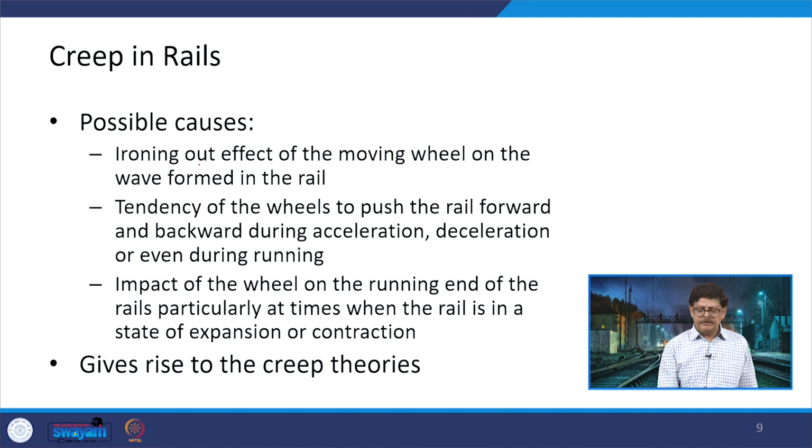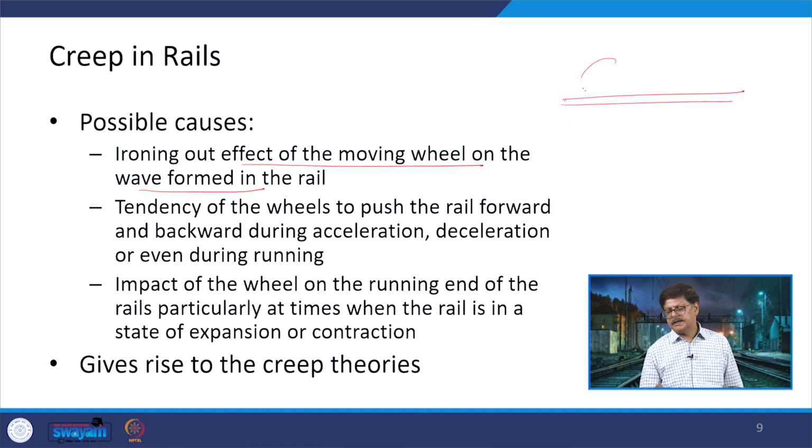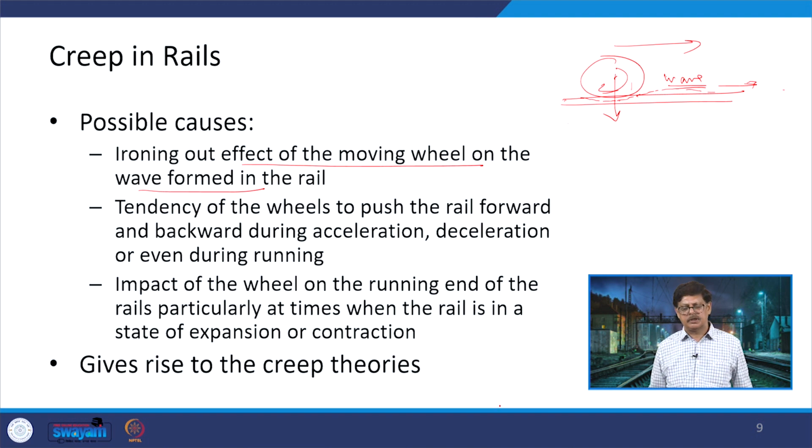Then, ironing out effect of the moving wheel on the wave formed in the rail. We discussed wave formation, and in the case of wave formation, we said that if the track is provided and there is a wheel moving on top of it with some load, going in this direction, then because of this load there is deformation, and this deformation is carried forward in the form of a wave. So, the forward rail has a wave formation, and as this wave continues, the wheel will take this wave forward, and there is a possibility that creep will occur if the fastenings at the bottom of the rail sections are not working in the right manner.